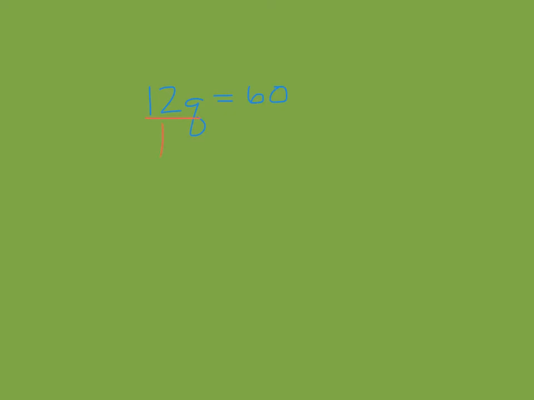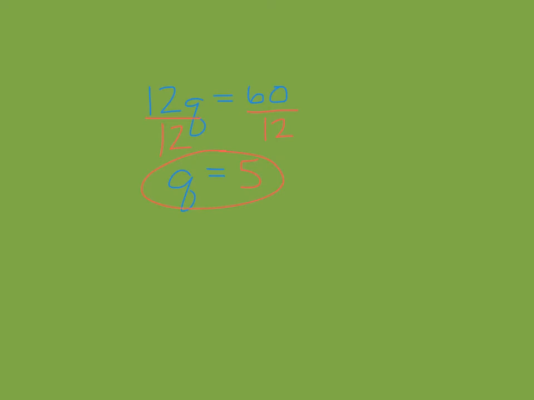I'm going to get rid of 12 by dividing it out, okay? So 12 divided by 12 gives me 1, which leaves me with Q. I don't have to write 1 there. I know that it's 1, okay? And then whatever I do on the left side, I do on the right side. 60 divided by 12 equals 5. So now I found that Q equals 5.